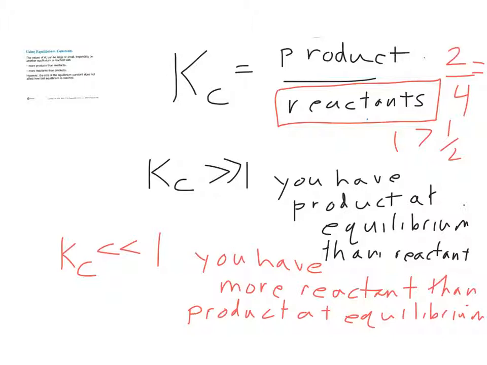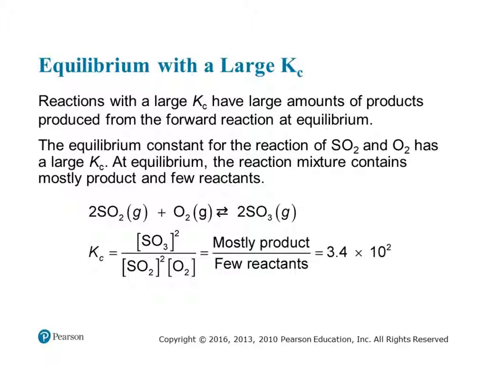Alrighty, let's continue on. Here's a quick real-world example. For the reaction of sulfur dioxide with oxygen to form sulfur trioxide, the equilibrium constant at room temperature is 3.4 times 10 to the second, or 340, and 340 is much, much greater than 1, meaning that at equilibrium, you're going to have more products than you do reactants. This is one of those summary slides that you may wish to pause me and write down.